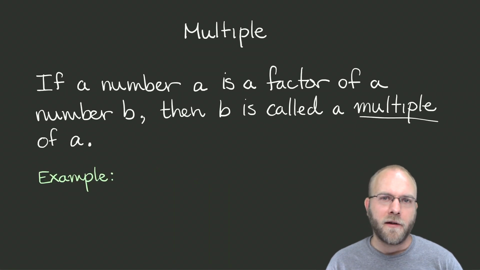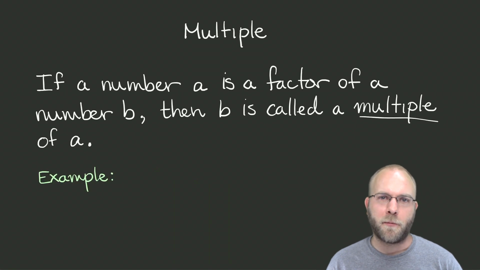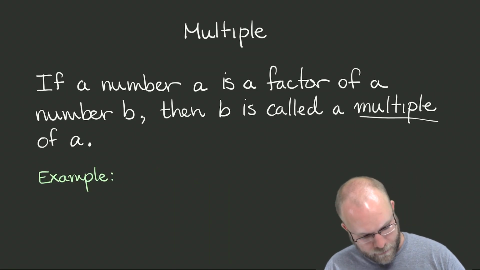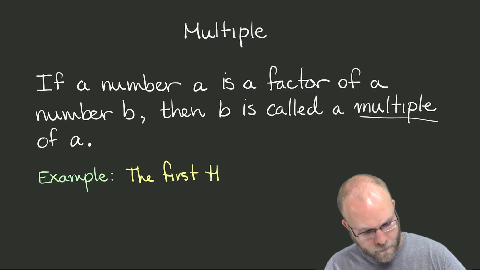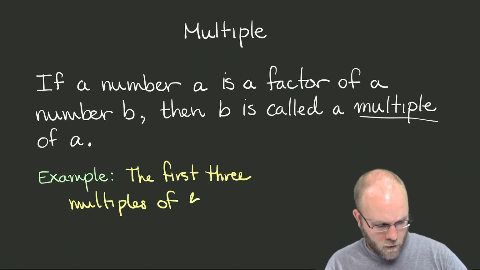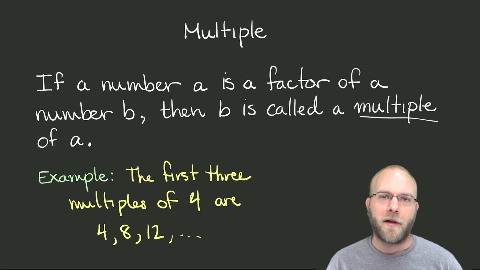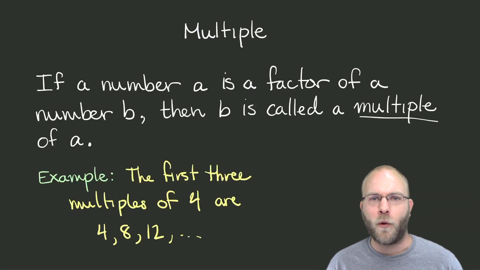If a number a is a factor of a number b, then we call b a multiple of a. For example, the first three multiples of the number 4 are going to be 4 itself, and then 8, and then 12. Of course, then we could keep going from there just by adding 4 each time.